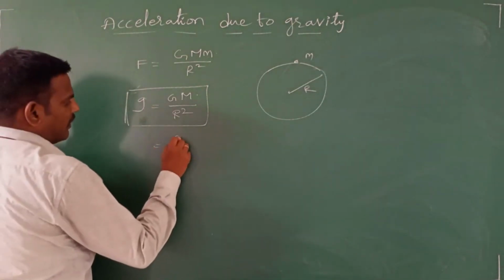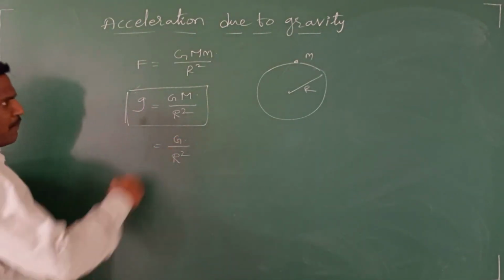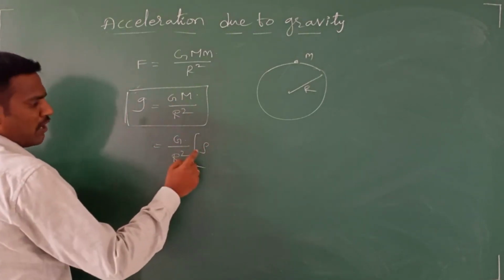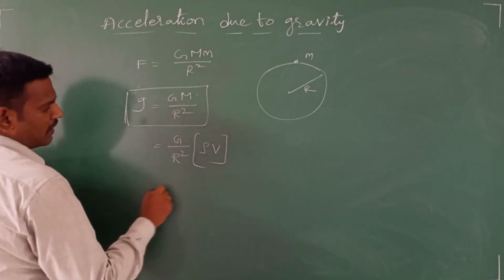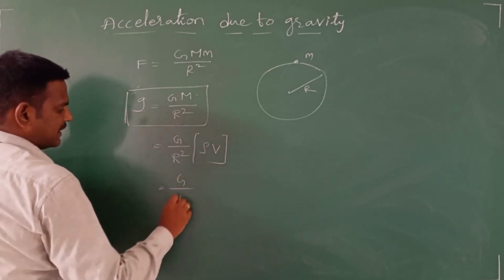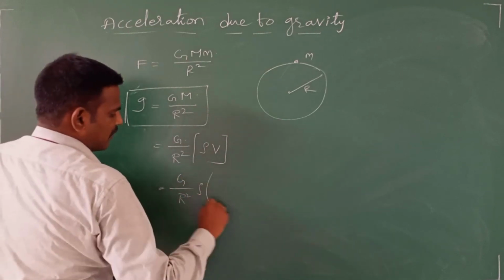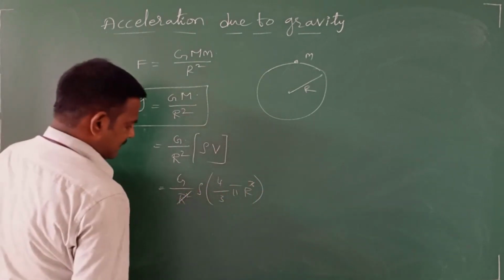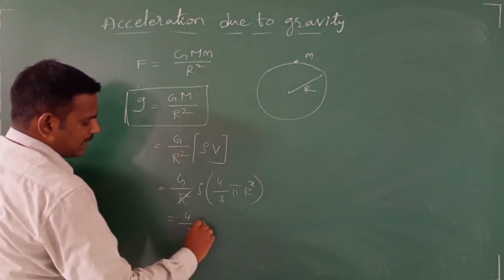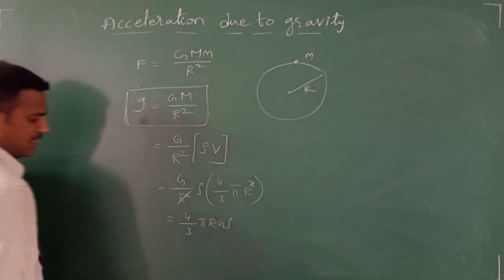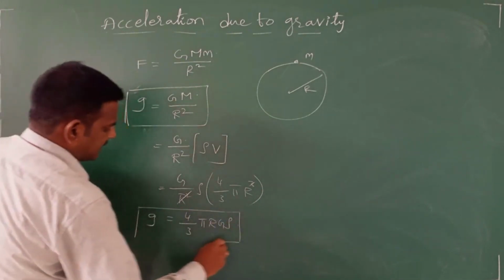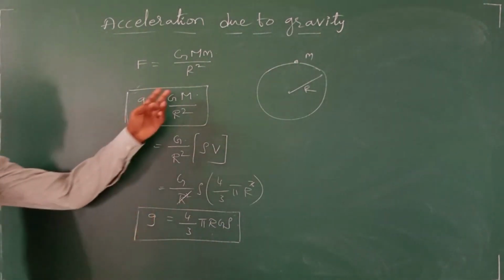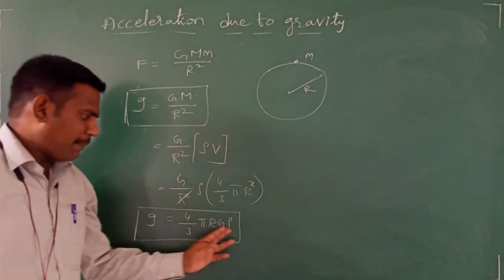Okay now, and this can be modified further like this: G by r square times capital M, where M is nothing but mass. Let us suppose that mass we can find with the formula rho into V, right? So what is the rho? The rho is nothing but density, so let me write rho itself. And what is the volume? 4 by 3 pi r cube. Now r square cancels out. Now we will get the formula 4 by 3 pi r G rho. This is nothing but another formula for acceleration due to gravity. So there are two formulas for the acceleration due to gravity. One is GM by r square, another one is 4 by 3 pi r G rho.